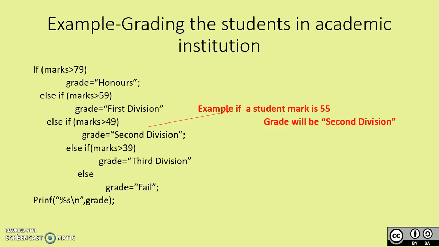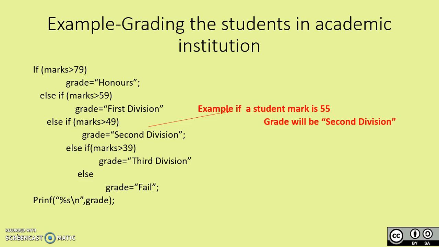Let me see an example of nested if statements for grading the students in an academic institution. The grading is done according to the following rules. If average marks is between 80 to 100, grade will be honors. If it is between 60 to 79, it will be considered first division. If it is between 50 to 59, grade will be second division. If the average marks is between 40 to 49, grade will be third division. If it is between 0 to 39, grade will be fail.